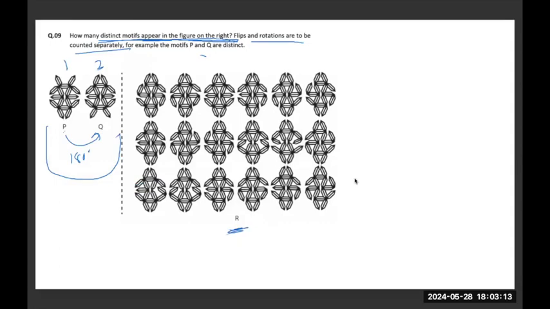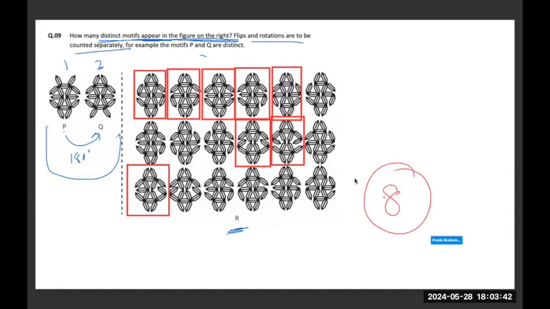I'm just going to mark the motifs that are distinct here. Three, 4, 5, 6, 7, and 8. So in this diagram, you get 8 such distinct motifs. Okay. If you want, I'll just quickly write down the numbers.